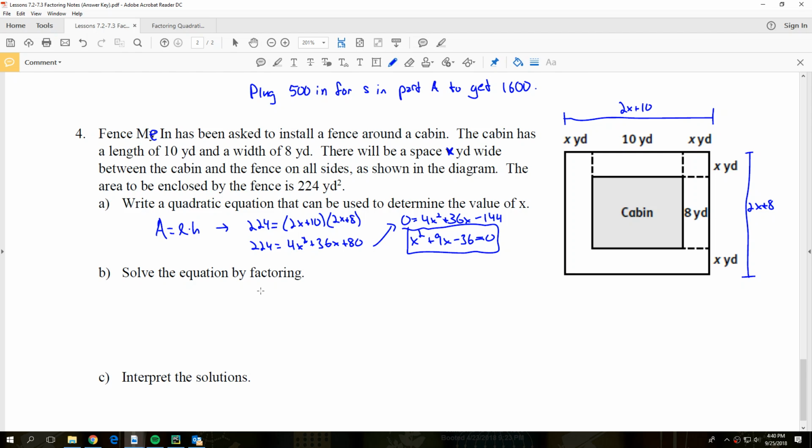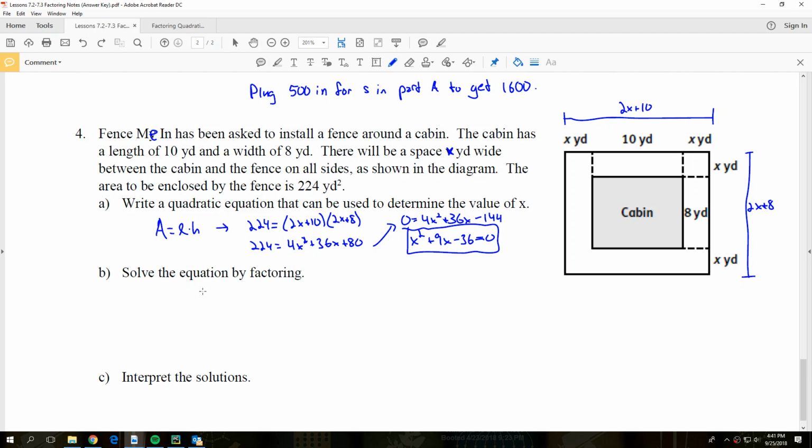So anyway, solve the equation by factoring. Now you guys might be thinking, wait a second, didn't we have factors up here? And the answer to that question is no, we did not have factors, because it has to be equal to 0. So in order to get this 224 inside of this equation, you actually have to multiply it out and then subtract it over, as we did. And then we have to refactor it. Okay, so let's go ahead and do that.